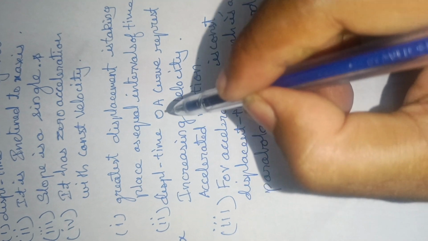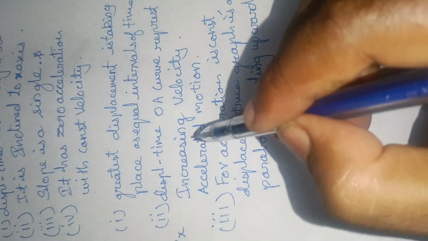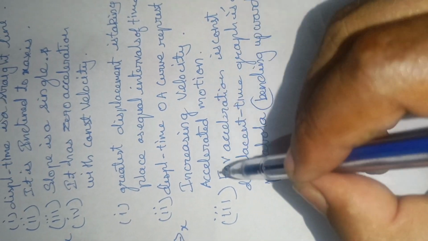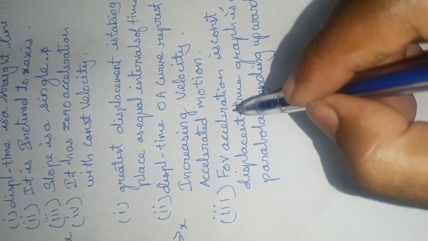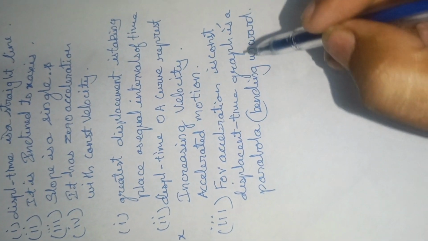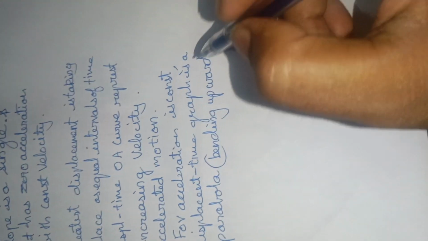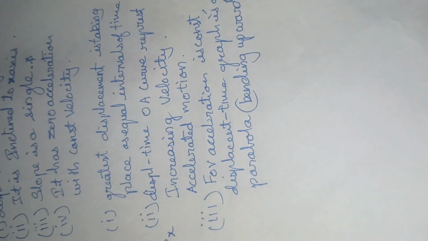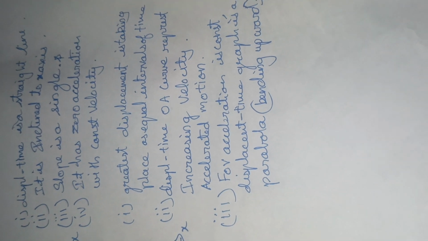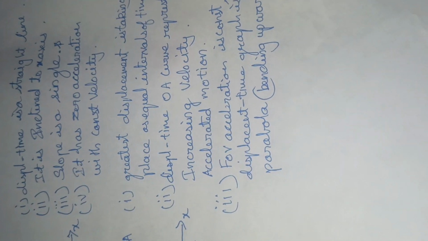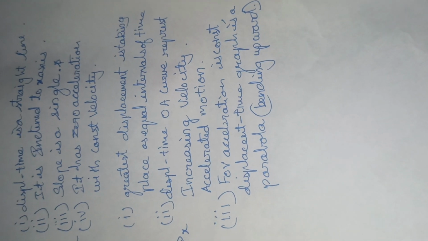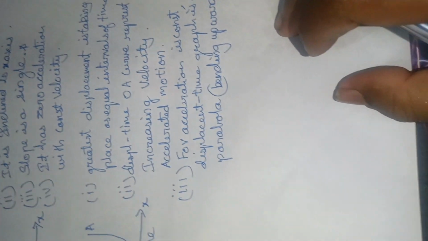Point number 2, the displacement time graph OA curve represents increasing velocity, hence the motion is accelerated motion, and when the acceleration is constant, the displacement time graph is a parabola which is bending upward. How is it bending? It is upward, since it is a parabola. I hope till here you are very clear. Same graph, you have to draw in a different style here, that is, in the downward direction. Till here you will not find any difficulty to understand.